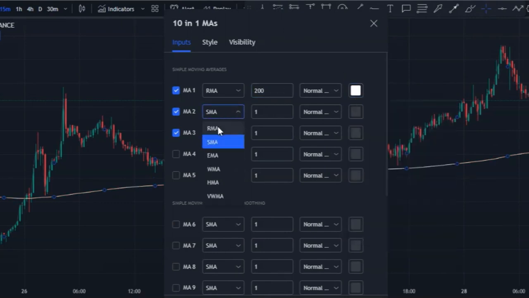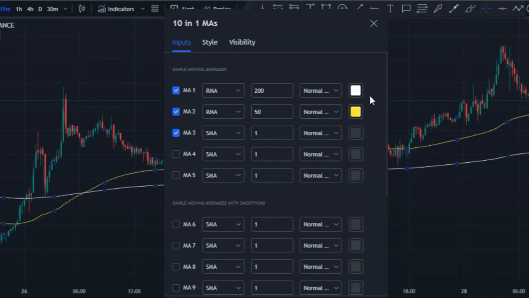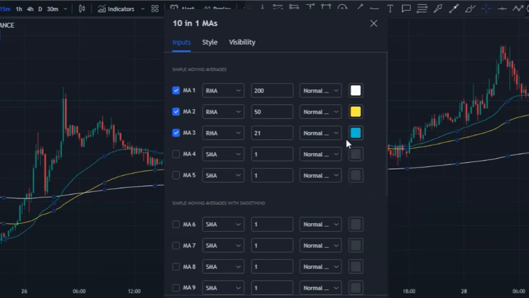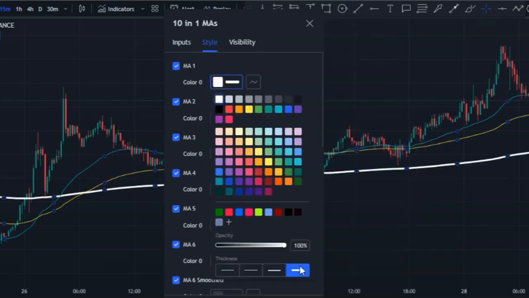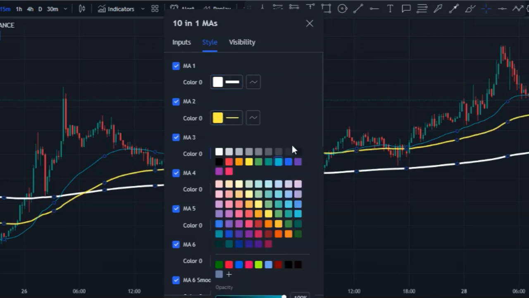Then also set the MA2 to RMA but change its period to 50. And the last MA, which is the MA3, should also be set to RMA and its period should be set to 21. Then in the style section, make the lines a little thicker so they are more visible in the chart.